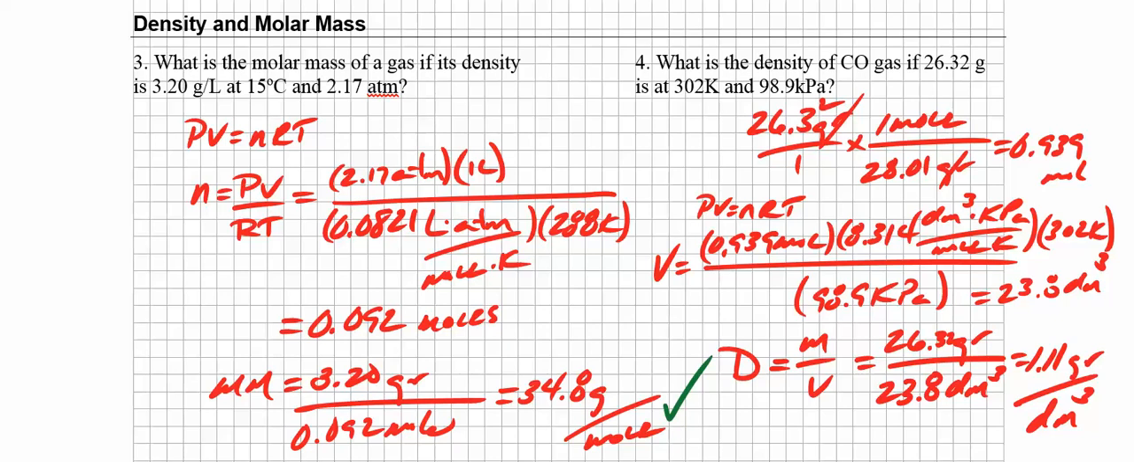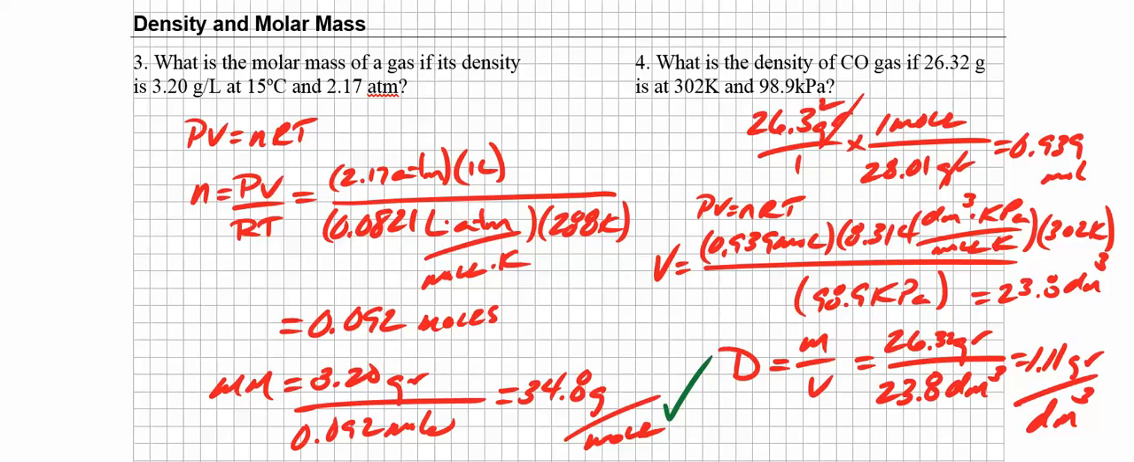Now let's use PV equals nRT because I know the number of moles now. I'm going to solve for volume. Volume then is equal to nRT divided by P. The n we've just determined is 0.939 moles. The R we're going to use is 8.314 cubic decimeter kilopascals per mole per degree Kelvin times the temperature. The temperature is 302 Kelvin. Remember, it has to be in Kelvin, and it is, so that's good. Divided by the pressure, 98.9 kilopascals. It's in kilopascals, so that's why we use the 8.314. When we do that calculation, we get 23.8 cubic decimeters.